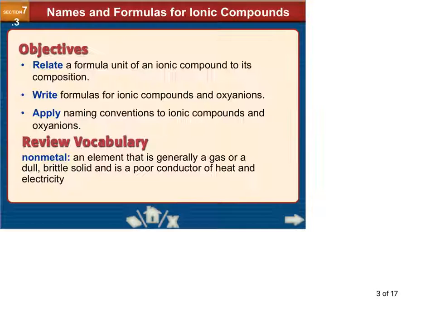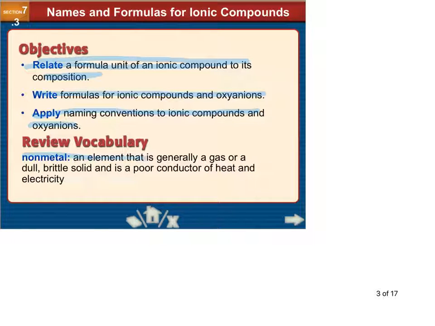Today we're going to be dealing with section 7.3, names and formulas for ionic compounds. What we learn in this section will carry all the way through chemistry. This area we call nomenclature, dealing with names and formulas. So our objectives are: relate a formula unit of an ionic compound to its composition, write formulas for ionic compounds and oxyanions, and apply naming conventions to ionic compounds and oxyanions.